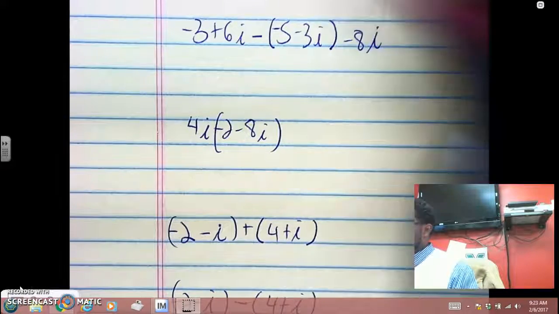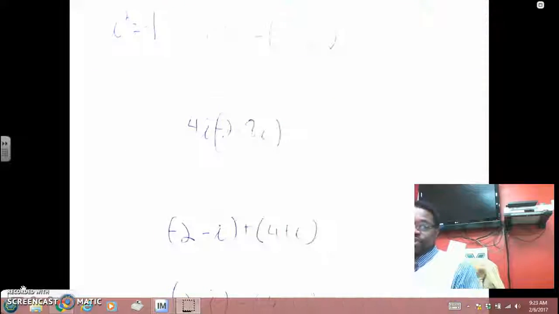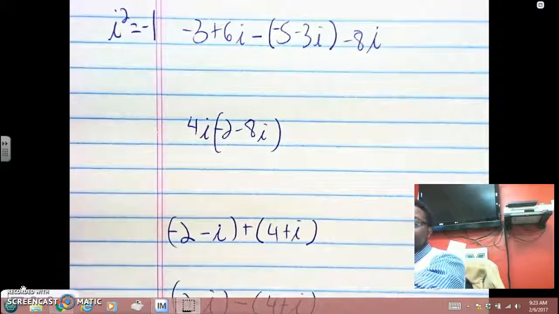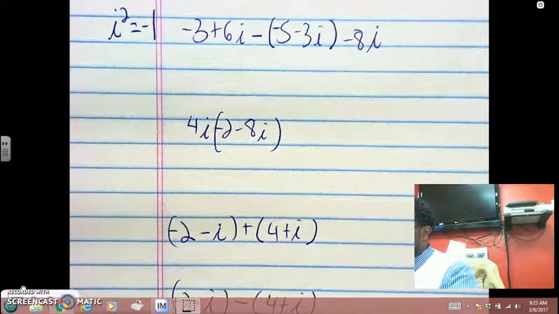Starting with simplifying the i. On this page, all you need to understand is that i squared equals negative 1. That's what's going to show up over and over and over again, is i squared equals negative 1. You don't have to know the whole chart, but i squared equals negative 1.